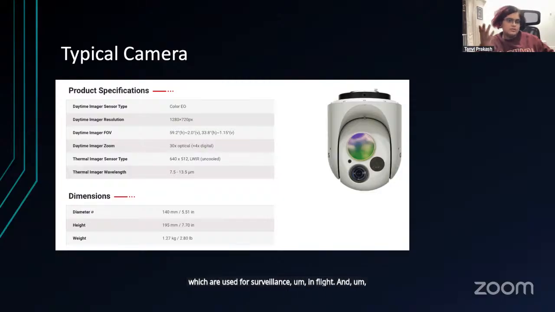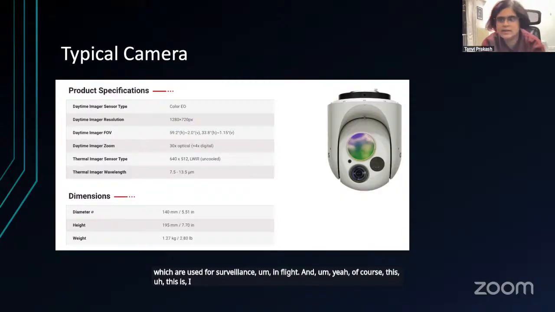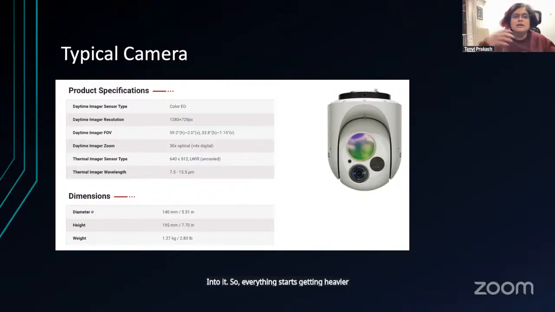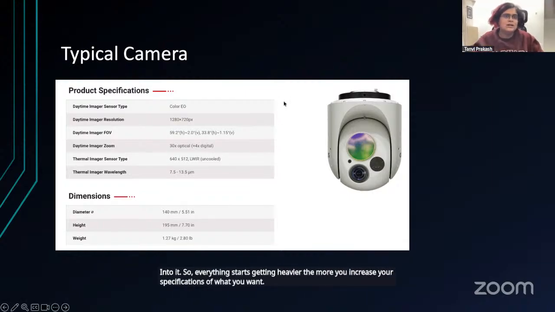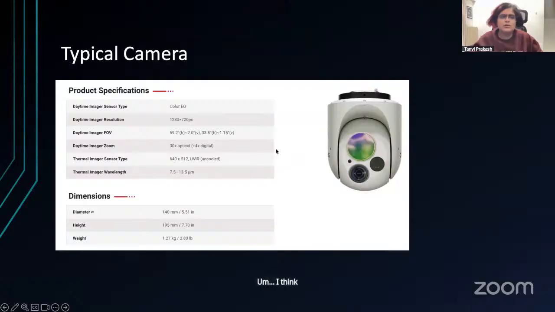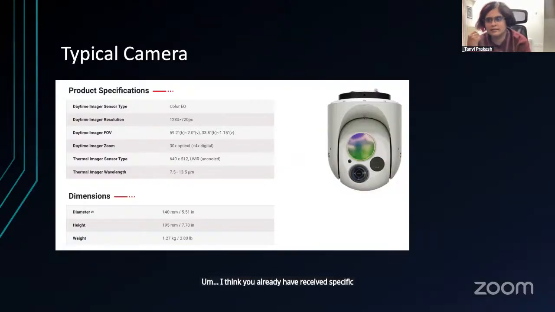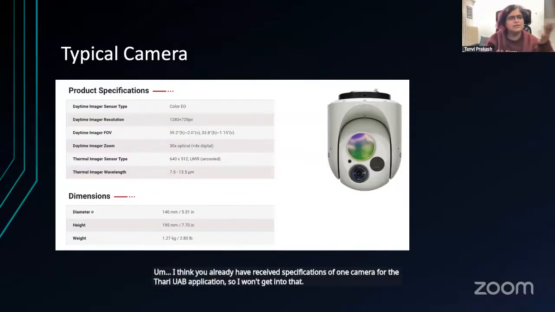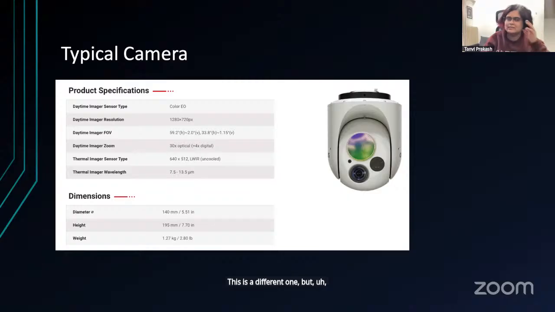And yeah, of course, this is, I think, a 1.3 kg camera. And the part that becomes heavier in these kind of cameras is actually the glass lenses and the optics and also the onboard processing that goes into it. So everything starts getting heavier the more you increase your specifications of what you want. I think you already have received specifications of one camera for the Thar UAV application, so I won't get into that. This is a different one, but similar weight class.